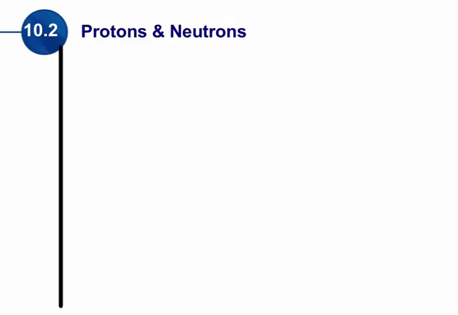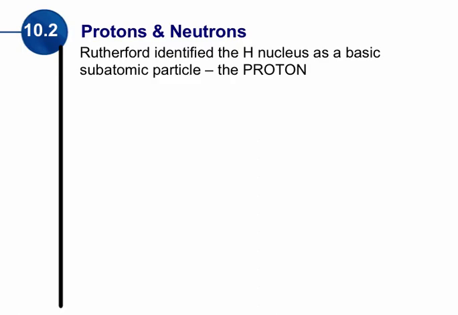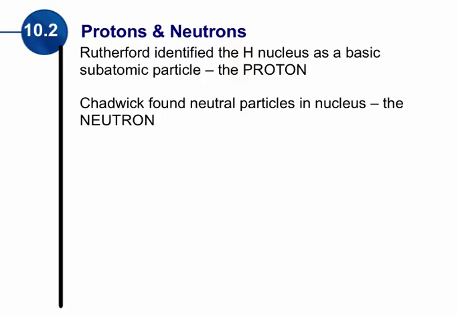Well, let's look at protons and neutrons. It was actually Rutherford who identified that the center mass, the nucleus, contains the most basic subatomic particle, which is the positively charged proton. And for many years it was thought that the center contained just protons. It wasn't until James Chadwick did some more discoveries and found that inside that nucleus, there's also a neutral particle, which he called the neutron.